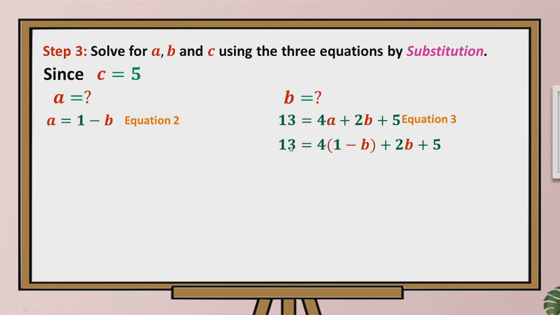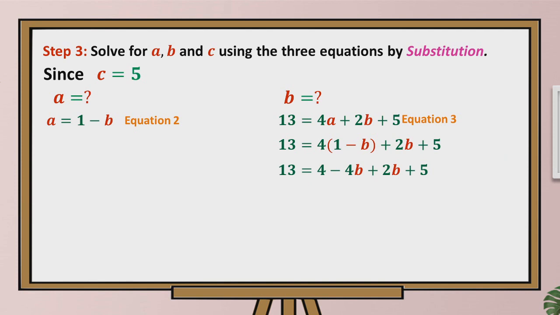I just copied 13 here equals 4, and then instead of a, it is replaced with 1 minus b from our equation 2, because that is equivalent to a. And then copy plus 2b and then plus 5. And then what I'm going to do next is to distribute 4. So that will be 4 times 1 and 4 times negative b. So the resulting equation will be this one. 4 times 1 is 4 and 4 times negative b is negative 4b.